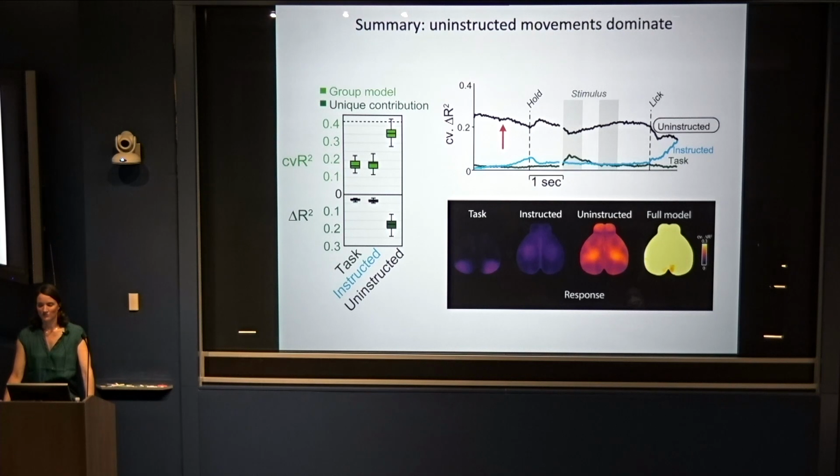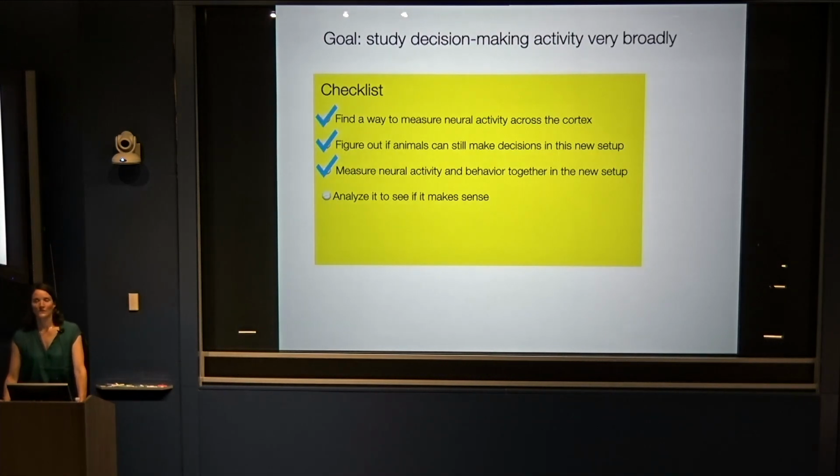But overall, instructed movements appear to be the most important. Okay, so that was the last item on our checklist, to analyze the neural activity to see if it makes sense. And it sort of did, except that what we expected to find was something really different. We really had not anticipated that movements would account for so much neural activity, and we were really very surprised to see this. So our conclusion from these observations is that movements dominate neural activity, even in trained experts.